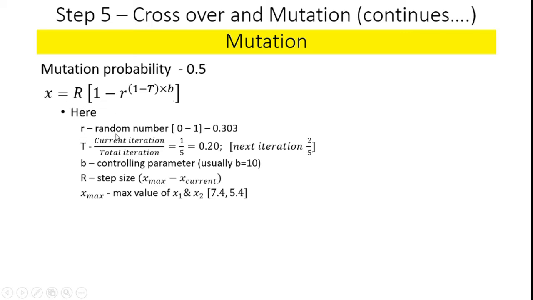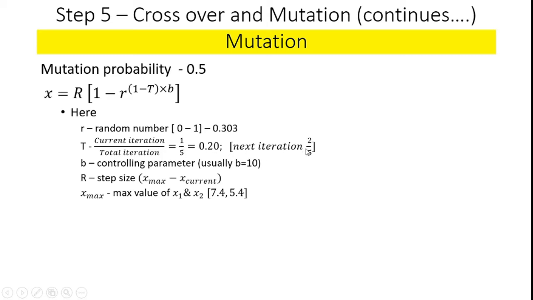Here the small r is a random number, generally generated between 0 to 1. In this problem, I generated 0.303. Capital T means current iteration divided by total iteration. According to the problem, I consider 1 divided by 5, so it's equal to 0.20.